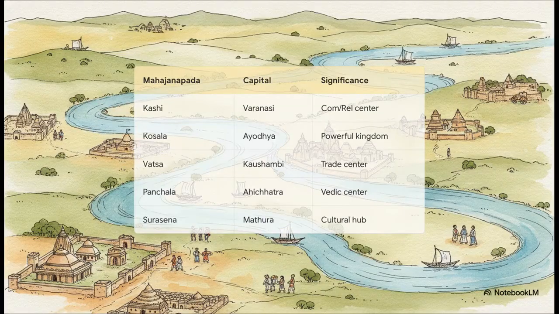Now, geographically, a really striking pattern emerges. If you look at the major players, places like Kashi, Kosala, Vatsa, Panchala, and Surasena, every single one of them was located in what is present-day Uttar Pradesh. Because of those incredibly fertile plains and the massive river networks, Uttar Pradesh effectively became the political heartbeat of early historic India.